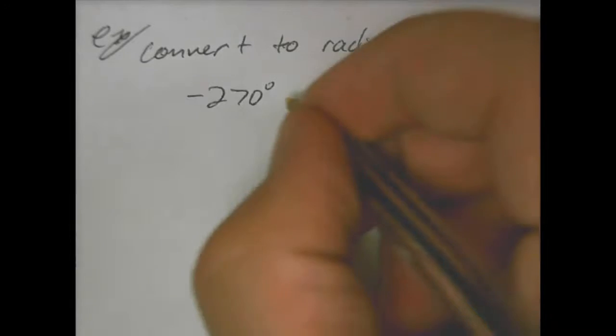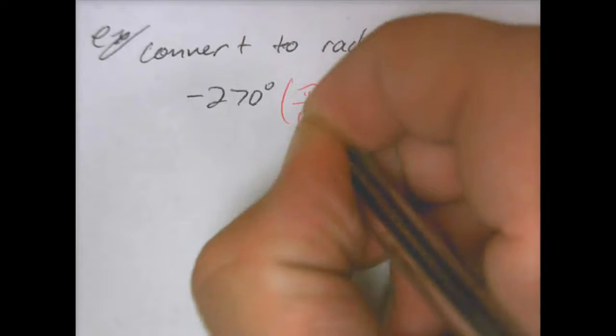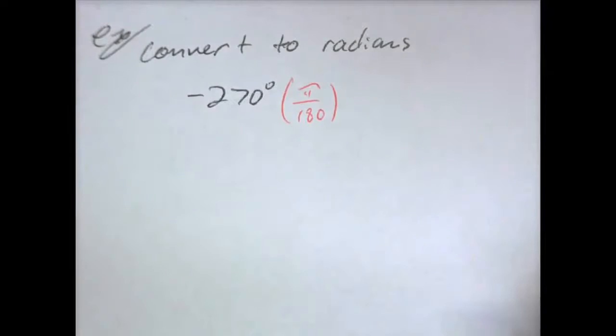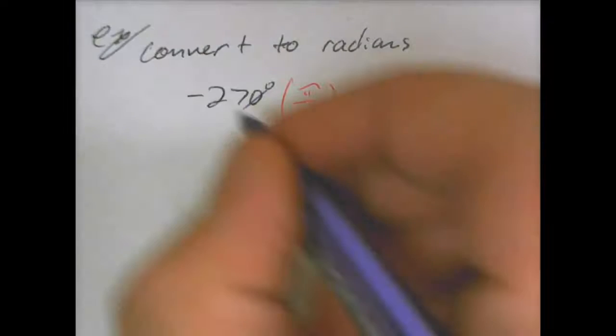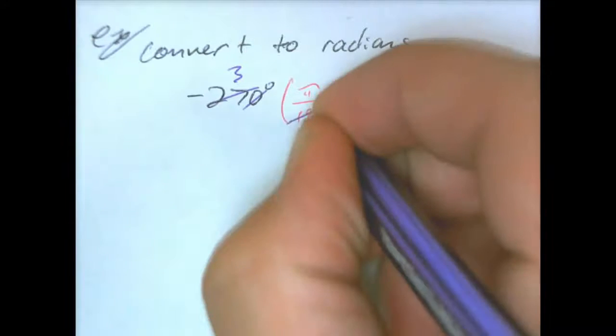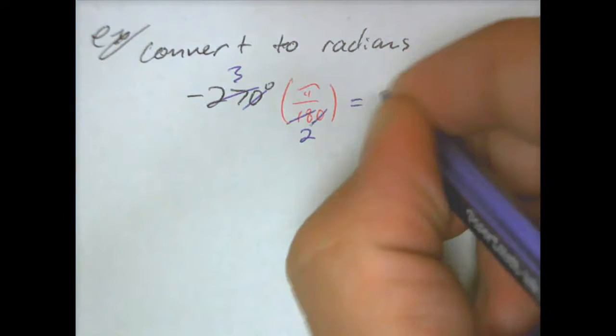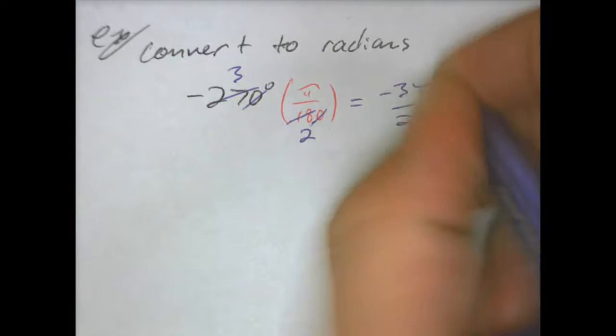Okay, this one's the same thing. I'm going to multiply by pi over 180, and I can cross-reduce 10 and 10, and 27 over 18 would be 3 over 2. So I have negative 3 pi over 2, and there we go.